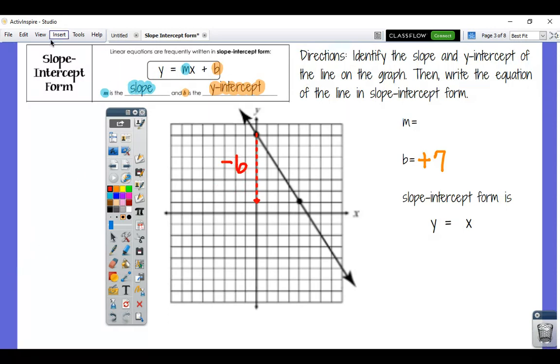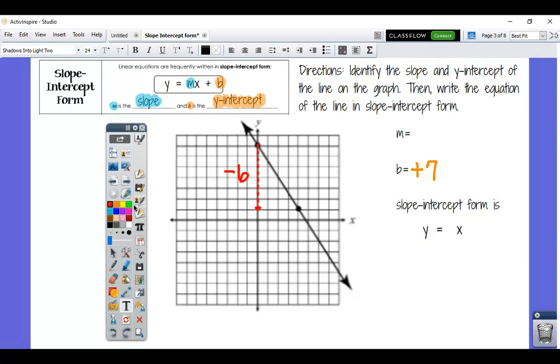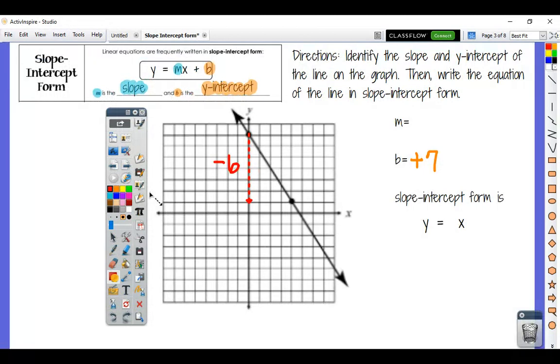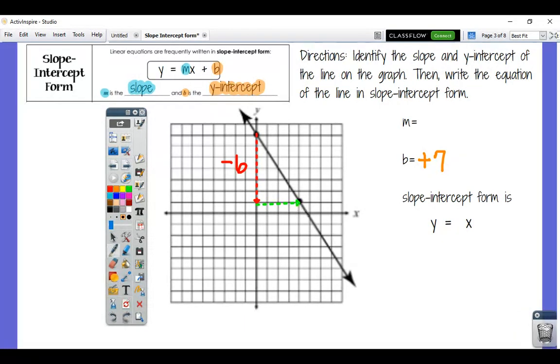All right, so trying to meet these points, obviously I'm going to have to go to the right. Going to the right means positive. How many times? 1, 2, 3, 4. So I went to the right, which means positive. How many times? 4. So my slope, my rise over run, is a negative 6 over a positive 4.